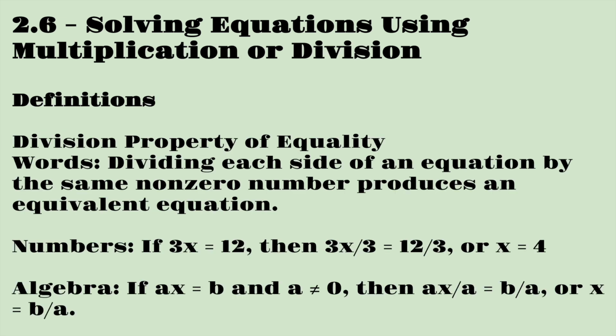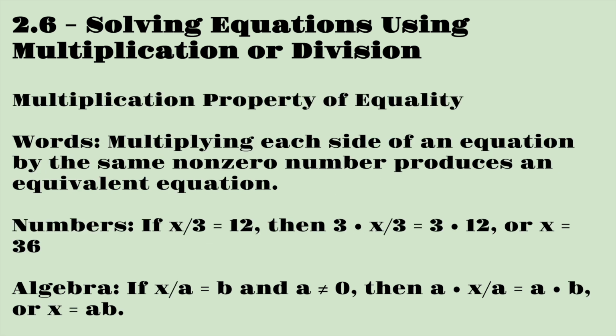Moving on to section 2.6, solving equations using multiplication or division. The division property of equality is dividing each side of an equation by the same non-zero number that produces an equivalent equation. Numerically, if 3x is 12, then 3x divided by 3 is the same as 12 divided by 3, or x is 4. Algebraically, if ax is b and a can't be 0, then ax divided by a is equal to b divided by a, or x is equal to b divided by a.